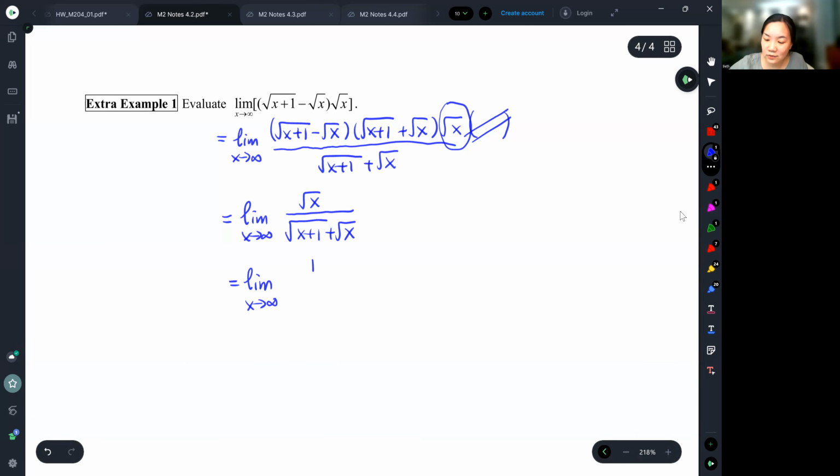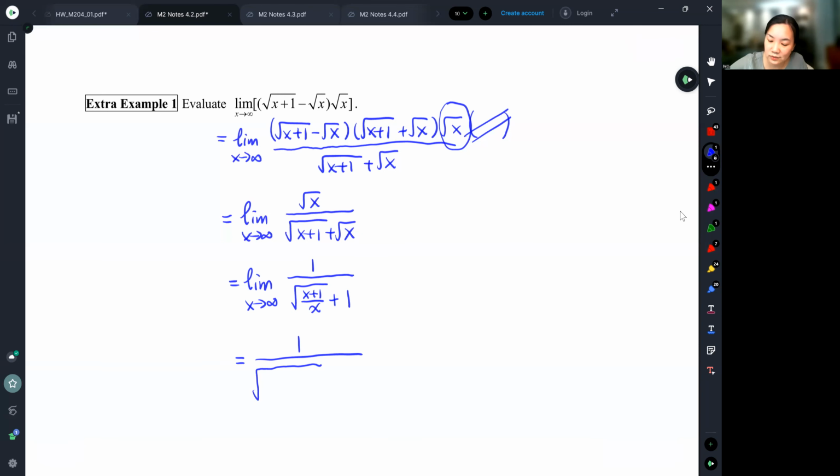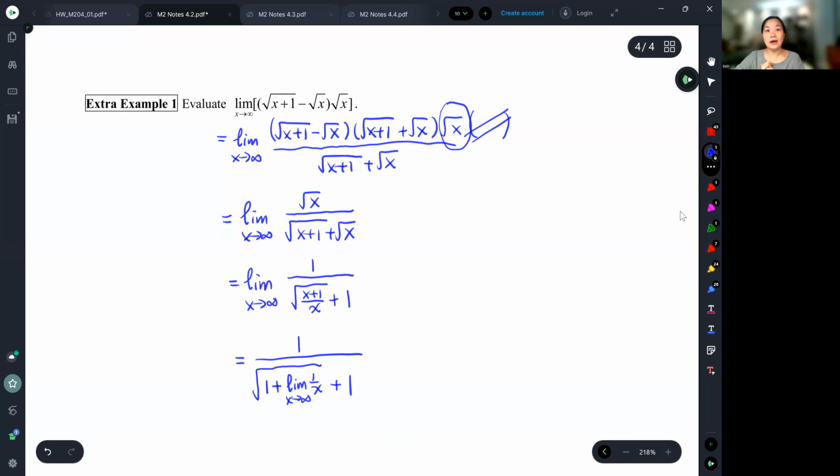So after dividing, I get 1. And this one, I get x plus 1 divided by x. And this one, I get 1. Okay. And then I can make it. Now with the constant, I don't want to write the limit anymore. I will just write 1. For this one, I will write the limit. Okay. And then I will put in. I get 1/2. Is that okay?